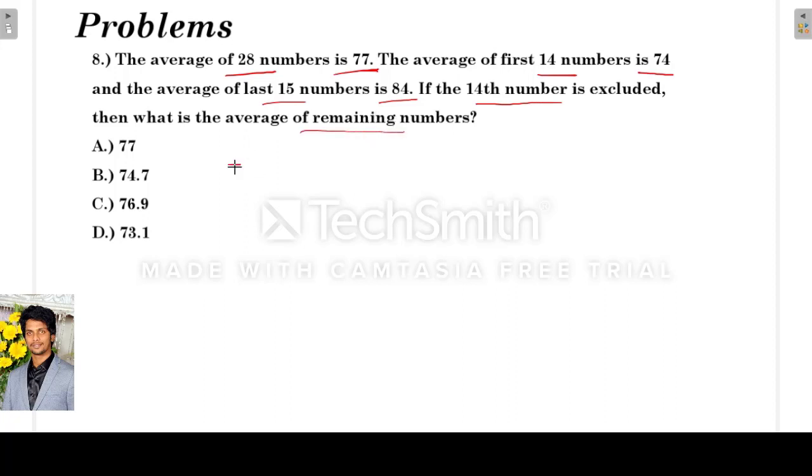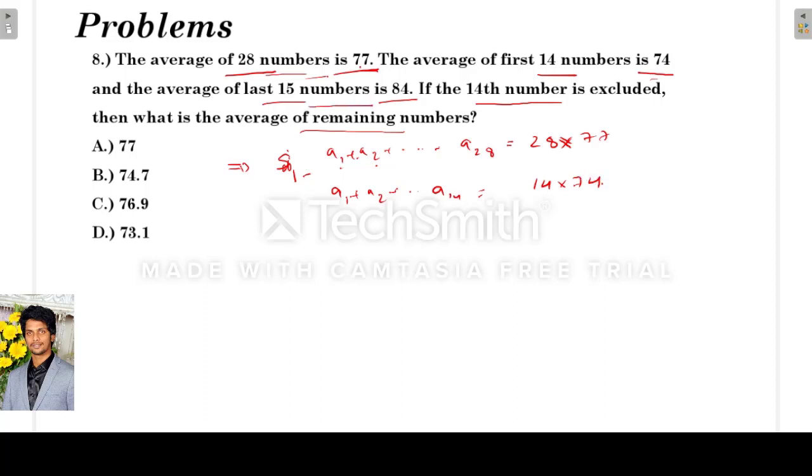See, they are now telling the average of 28 numbers is 77. So first find the sum of 28 numbers. You can write A1 plus A2 plus dash dash dash A28 is equal to 28 into 77. It is just the sum of all numbers, which is average into number of elements. So now they are telling first 14 numbers. So A1 plus A2 plus dash dash dash A14 will be, average is 74, which is 14 into 74.